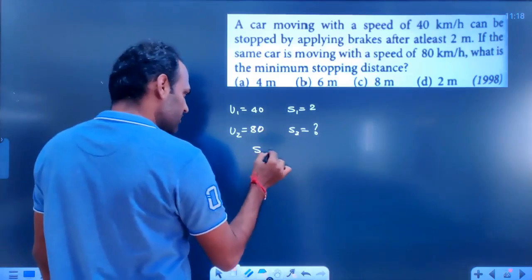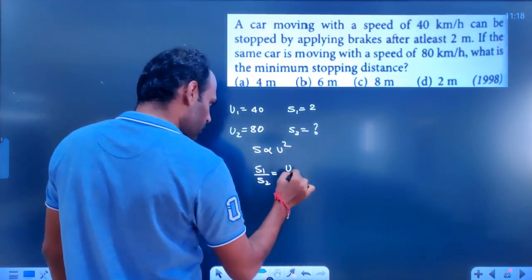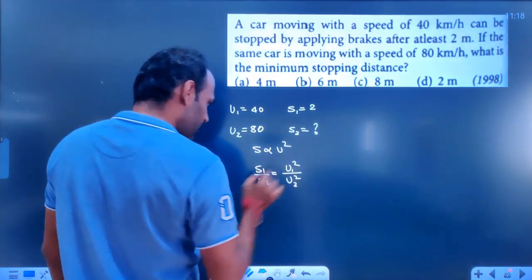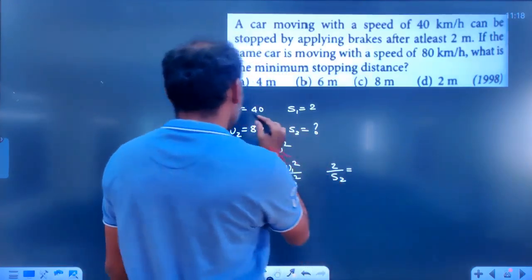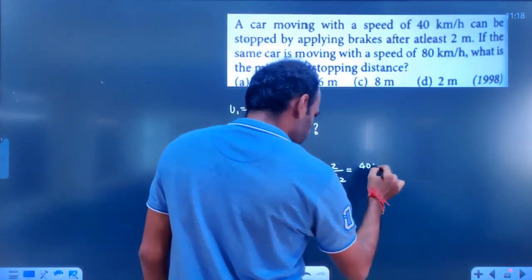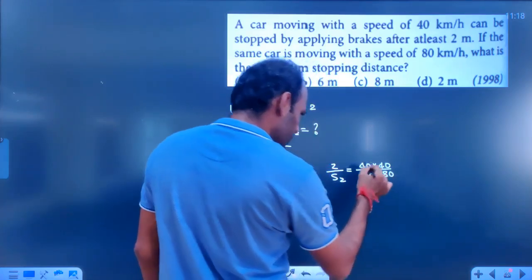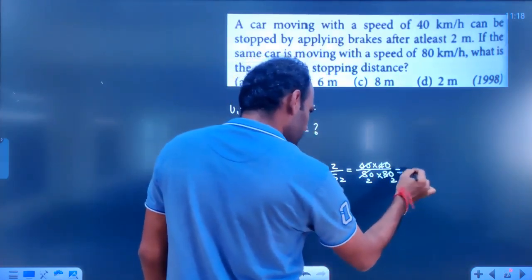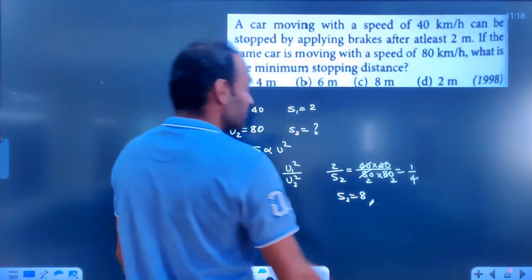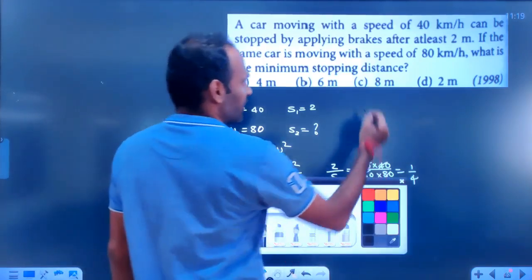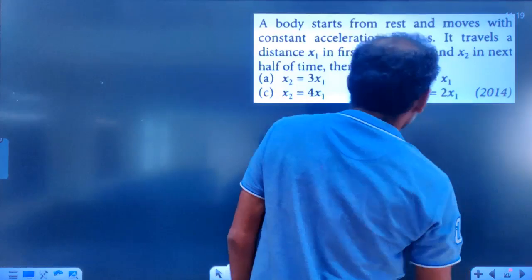We know very well S is directly proportional to u square. Hence I will write it as S1 divided by S2 is equal to u1 square divided by u2 square. S1 is 2, S2 we don't know. u1 square is 40 into 40, divided by u2 square, 80 into 80. So this will be 1 divided by 4. 4 into 2 will be 8. So the stopping distance is 8 meters. Which option is correct? Option C is correct. That is how we have to calculate on the basis of stopping distance.